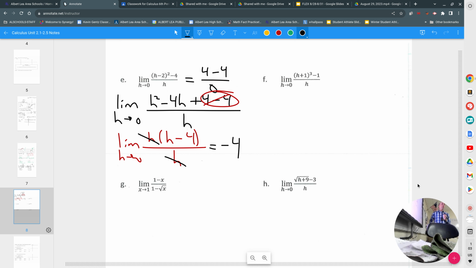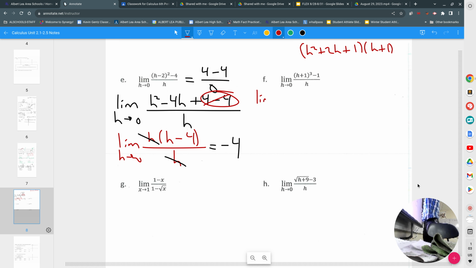h plus 1 cubed, that will be a little bit more, won't it? Okay, let's multiply that out. We have h squared plus 2h plus 1. We'll have that quantity times another h plus 1. Notice how I tried to save a little bit of time in my multiplication. I took the h plus 1 squared, and then I'm going to multiply by h plus 1.